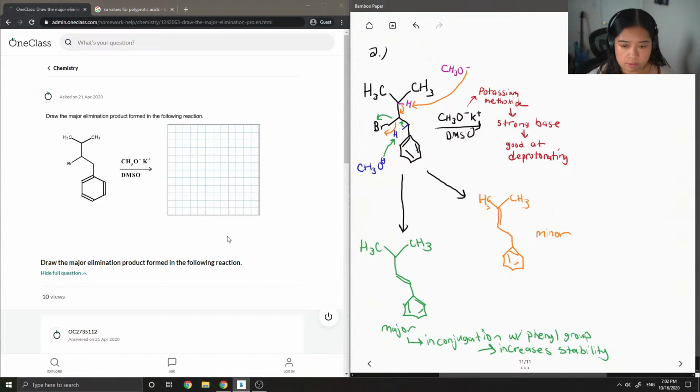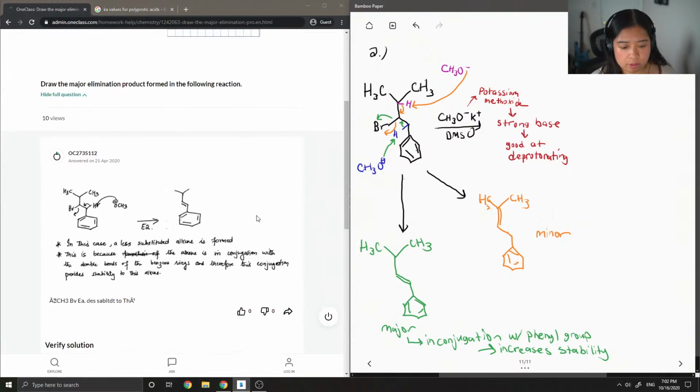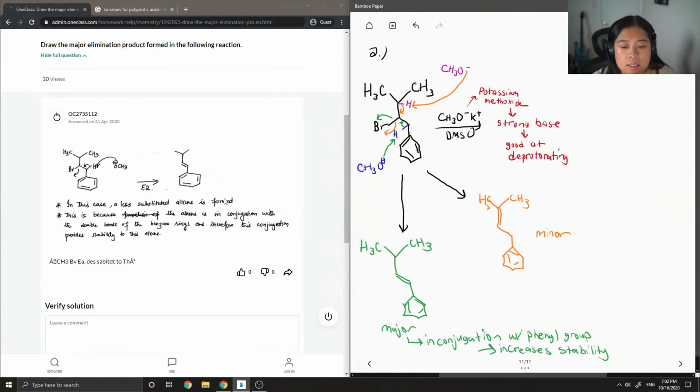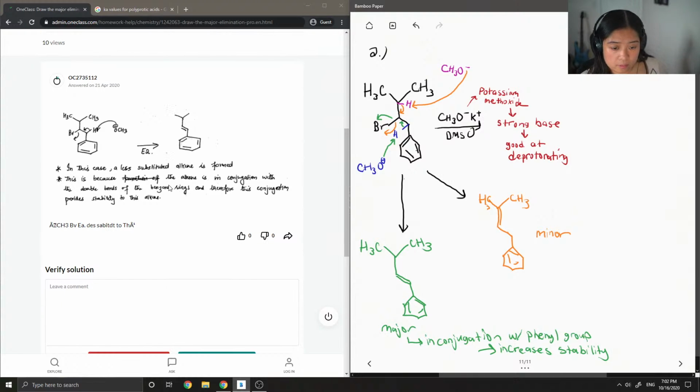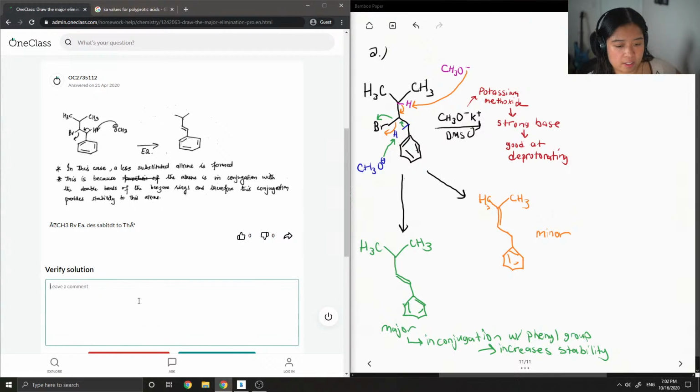Okay, so let's just see what our junior tutor wrote. Okay, so they also did the major product that I wrote. The alkene is in conjugation with the double bonds of the benzene rings, and therefore this conjugation provides stability. So this answer is correct.